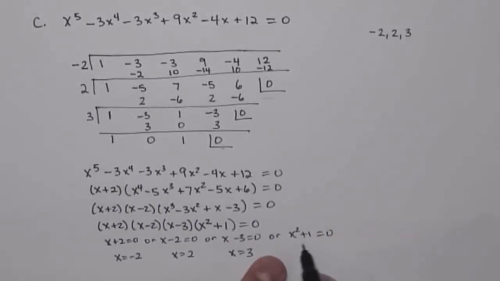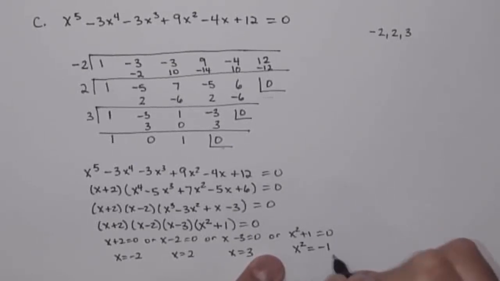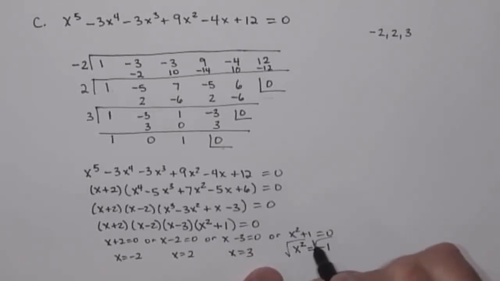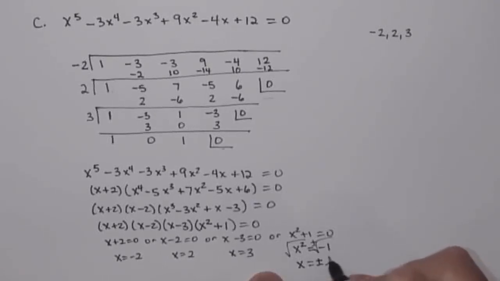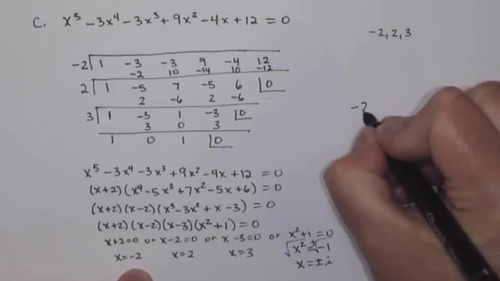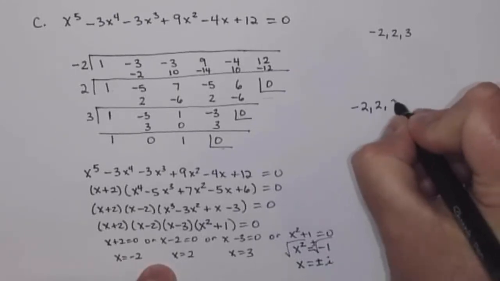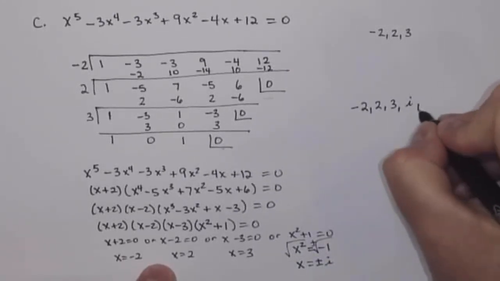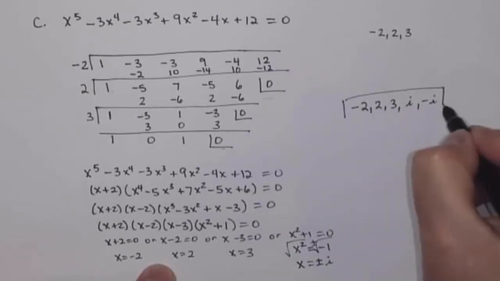Okay? But if x squared plus 1 equals 0, then we could subtract 1 from both sides and say x squared equals negative 1. And then we can take the square root of both sides, and when we do that, we put in our plus or minus, and we get x equals plus or minus the square root of negative 1, and that is plus or minus i, because the square root of negative 1 is i. So we end up with 5 zeros. Those zeros are negative 2, 2, 3, positive i, and negative i.